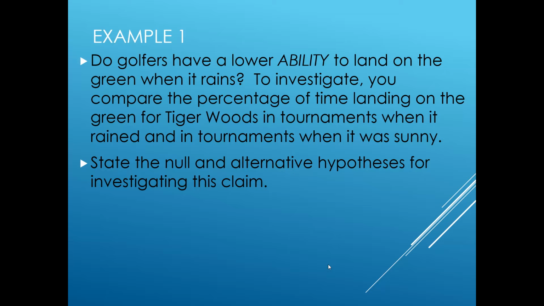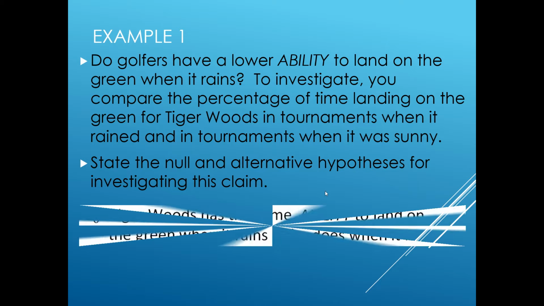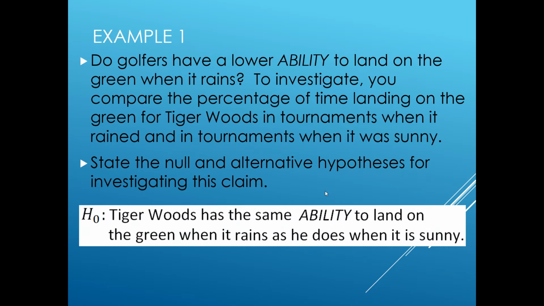So for example, one: do golfers have a lower ability to land on the green when it rains? To investigate this, we want to compare the percentage of time landing on the green for Tiger Woods in tournaments when it's rained and in tournaments when it's sunny. So those are your different conditions that you're talking about. When it rains, when it's sunny. So we'll start off by stating our null hypothesis. And our null hypothesis, if we remember correctly, always has to start off by saying that they're the same. There's no difference. So our null hypothesis states Tiger Woods has the same ability to land on the green when it rains as he does when it's sunny.